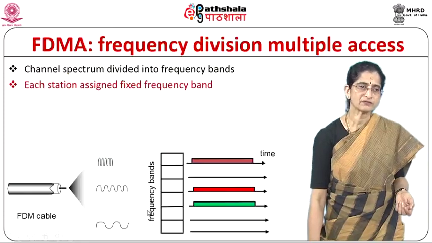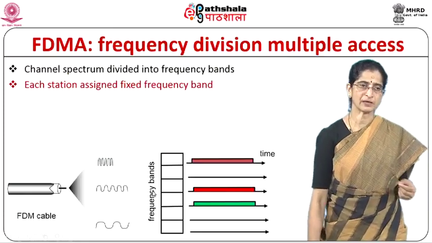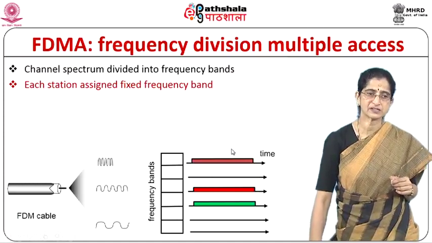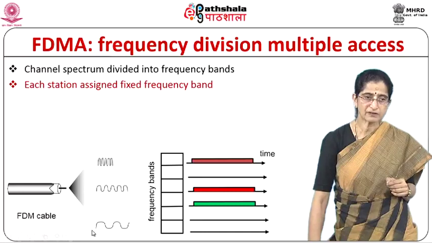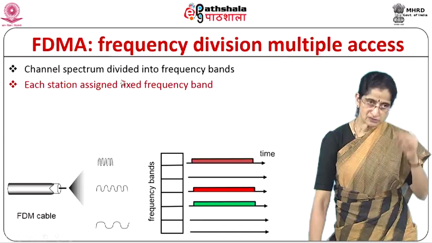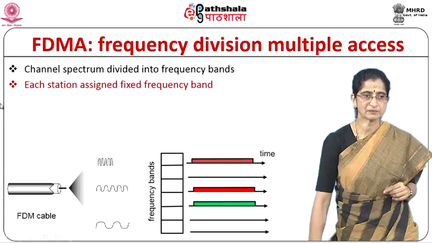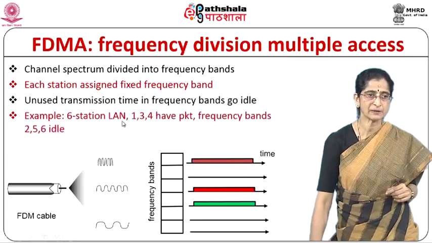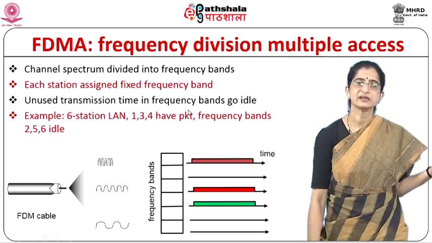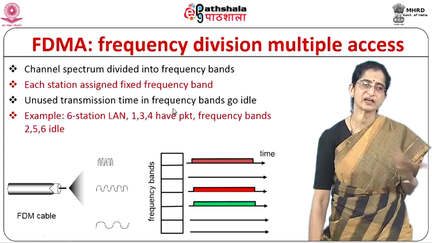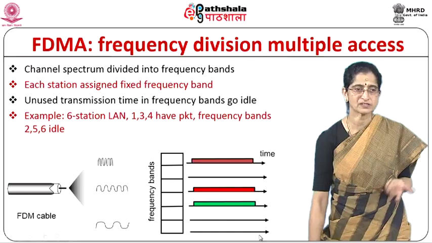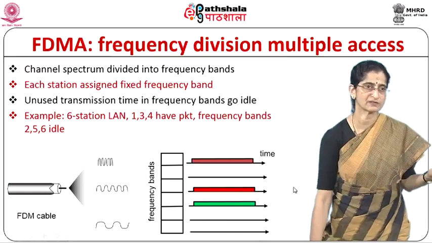Now in frequency division multiple access, FDMA, see what happens here: we have different frequency bands that are available. There are multiple frequency bands sharing the same channel, the same cable. So the channel spectrum as a whole is divided into frequency bands. Each station is assigned a fixed frequency band, and the unused transmission time in the frequency bands will go idle. Just as in TDM the unused slots go idle, here the unused frequency bands will go idle. For instance, say 1, 3, 4 have a packet. The other 2, 5 and 6 do not have a packet, so those lines will go idle. Those frequencies are unused.